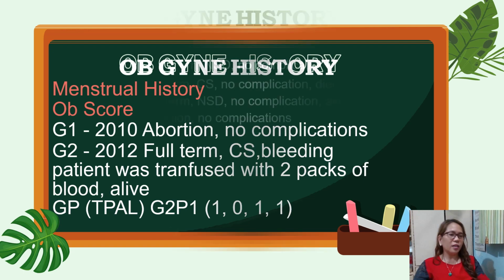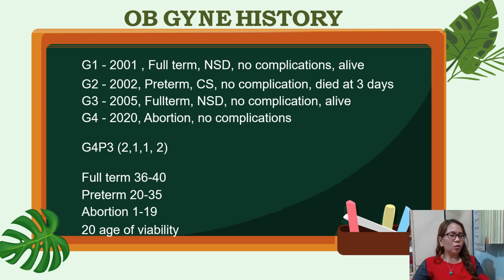So, we'll have another example again. Okay, gravida 1 to 4. Okay, in 2002, full term, normal spontaneous delivery, no complications, and the baby is alive. Ibig sabihin, vaginal delivery ito. Okay, gravida 2, 2002, preterm. It was delivered via cesarean section. No complication, but then the baby died at 3 days. Okay, gravida 3, pangatlong pagbubuntis in 2005.